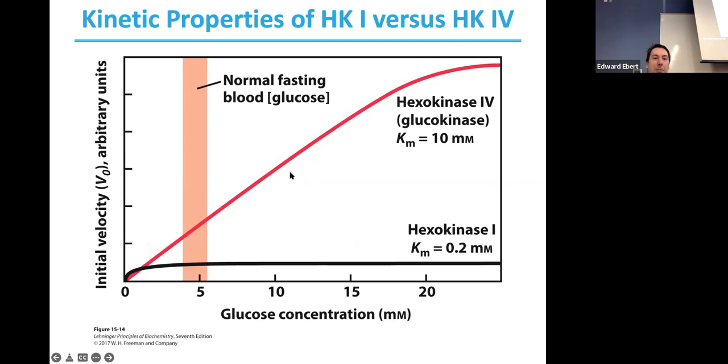And we can see that its initial velocity is a lot higher as you increase the glucose concentration. Whereas hexokinase 1, it doesn't matter if there's 1,000 glucose molecules or 1. It's like, yeah, sure, pick one up in here.